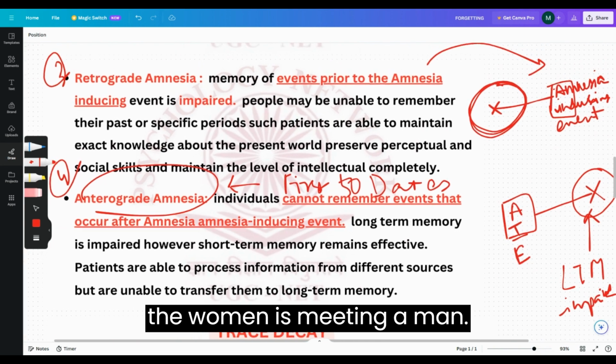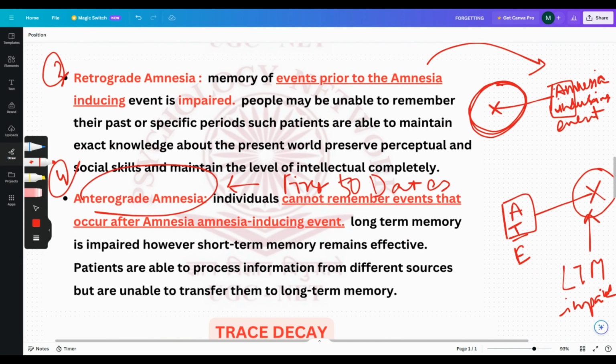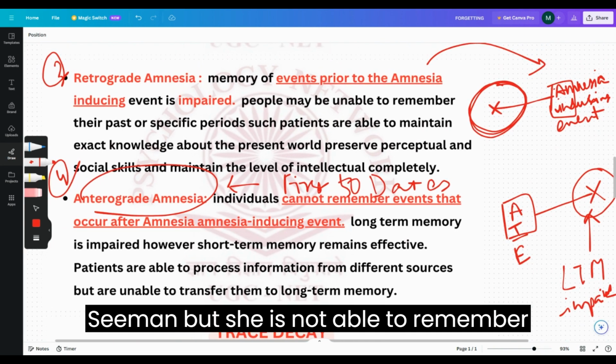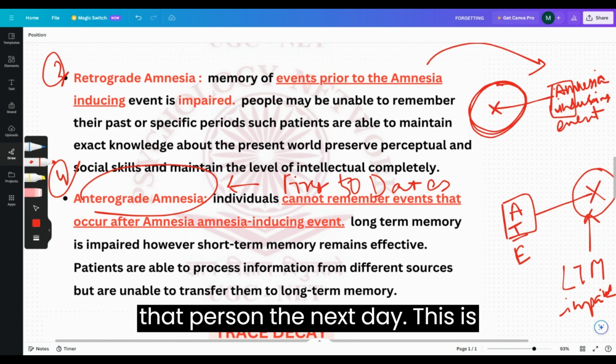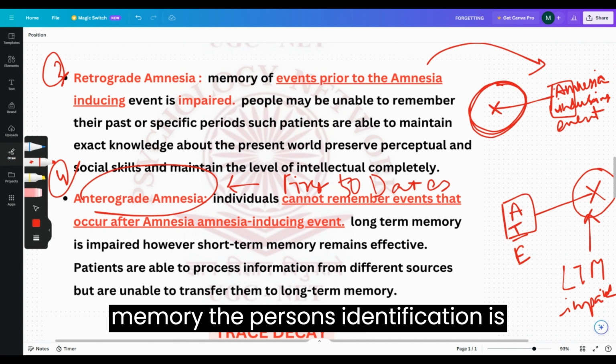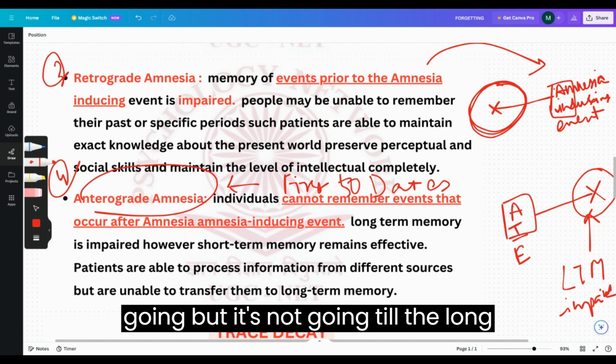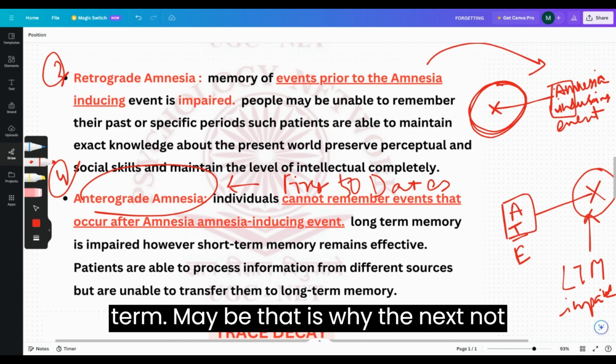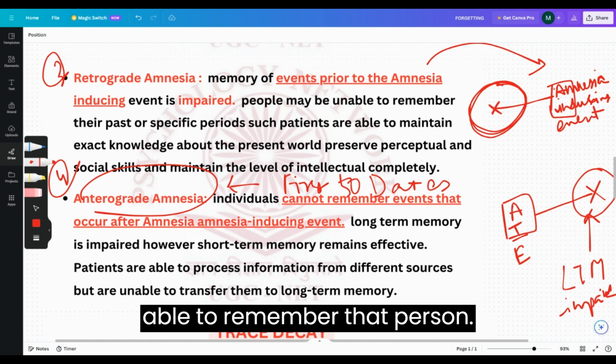So every day the woman is meeting a man, the same man, but she is not able to remember that person the next day. This is anterograde amnesia. In the short term memory, the person's identification is going, but it's not going to the long term memory. That is why the next day they are not able to remember that person.